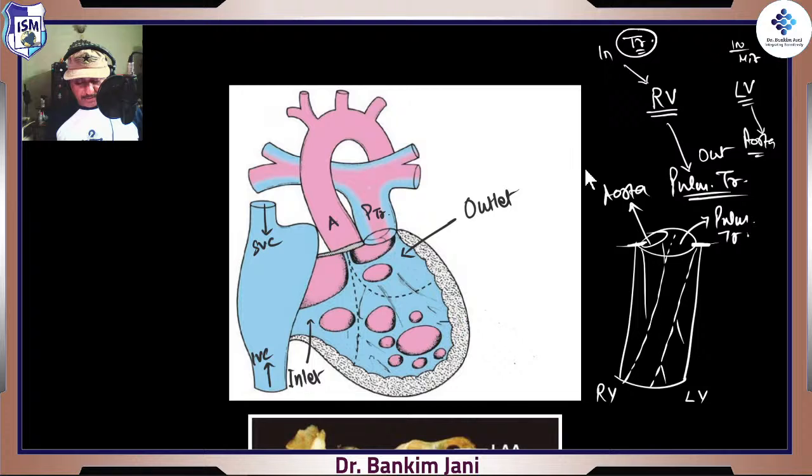So that's inlet. This is outlet. And then the rest of the structure, we saw thick, big trabeculae, right? Big muscles. So that is the muscular part. So the point is that this defect can occur anywhere.